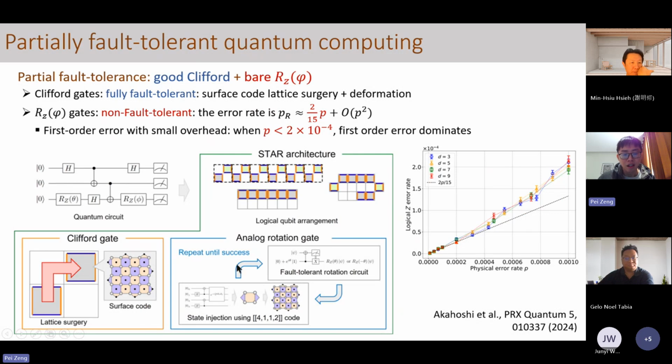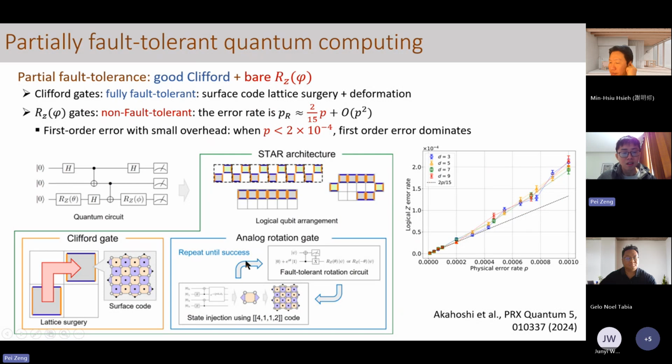And you do the analog rotation gates non-fault-tolerantly. So basically, you do these rotation gates with a leading-order error of p, where p is the physical error rate. The error rate they achieve is about 2 to the 15 p. So this error is still quite large. But the good thing is they can make this constant, this 2 to the 15, small. I will not say very small, but it's still small.